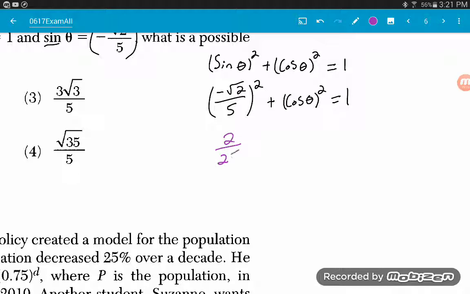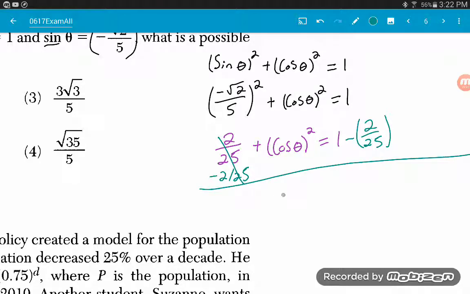I'm going to erase this, so just maybe pause it if you want to use that. So 2 over 25, that's what the left side's going to be. So 2 over 25 plus cosine theta squared is equal to 1. I'm going to subtract the 2 over 25 from both sides. You can do this in your calculator with math, enter, enter, that'll turn it back into a fraction. What I have now is cosine theta squared is equal to 23 over 25.